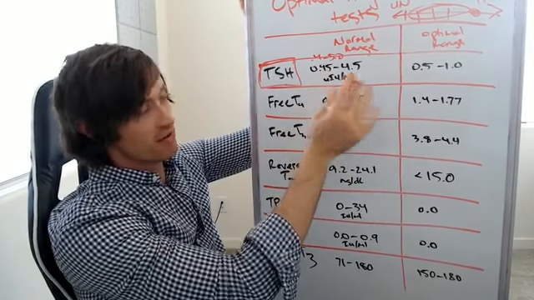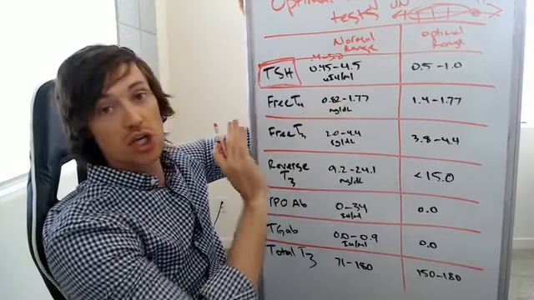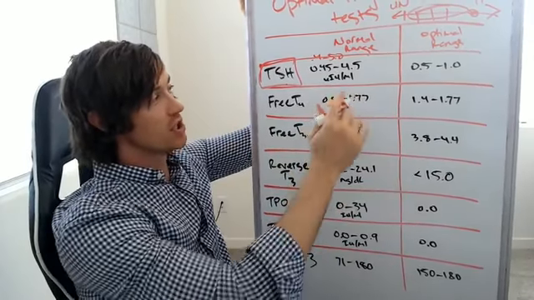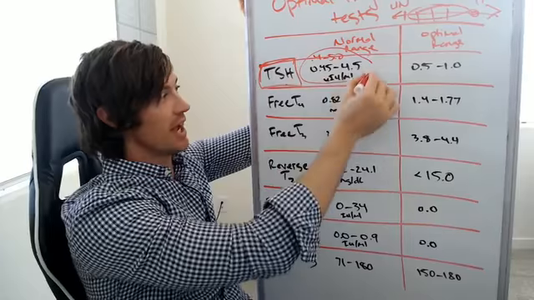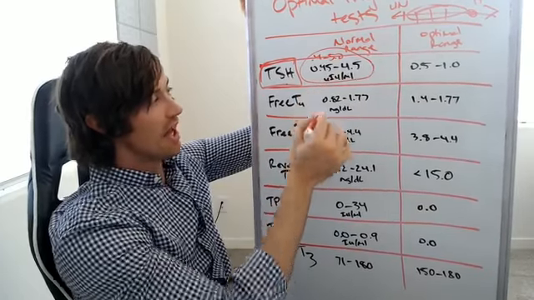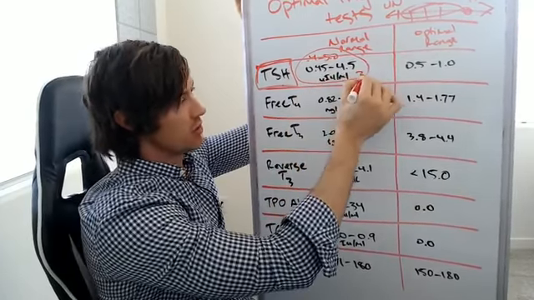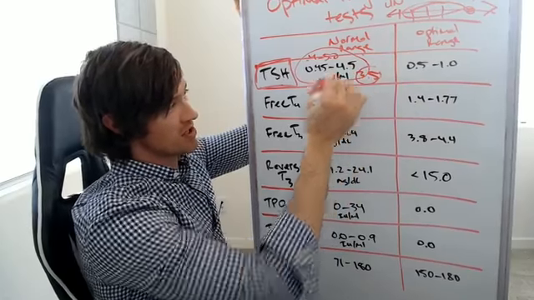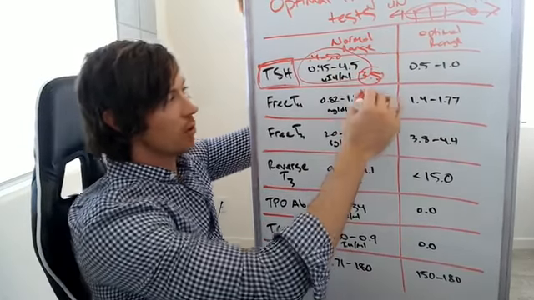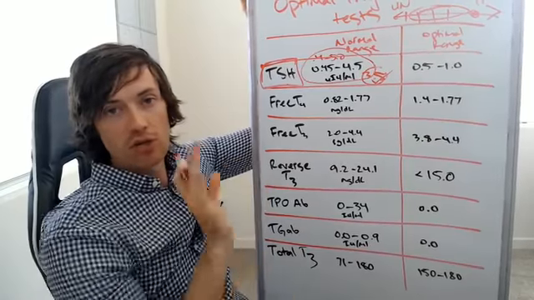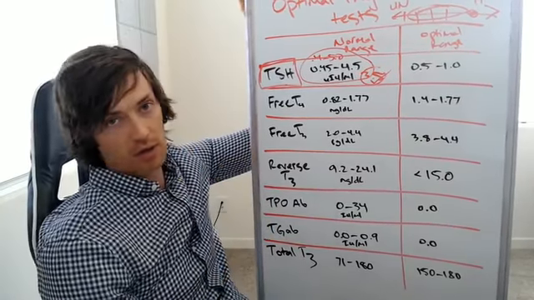So it's 0.45 in this example to 4.5. That's a huge range. Now, what I'm telling you, this is what the lab is going to provide you. They're going to say, hey, if you fall between 0.45 and 4.5, let's say your result is 3.5. It's within this range, right? Because it's less than 4.5. Your doctor will say, nope, guess what? You are completely normal. Your TSH is fine. You do not need any thyroid treatment.